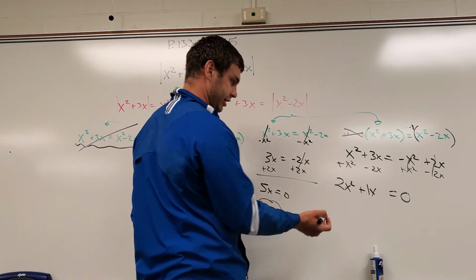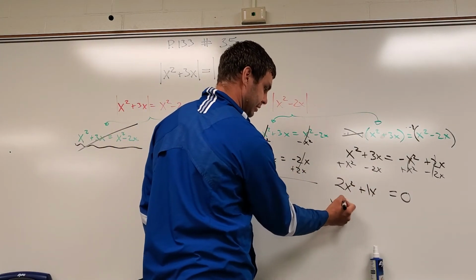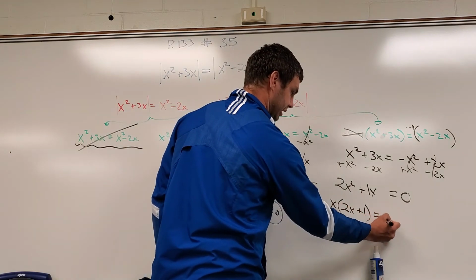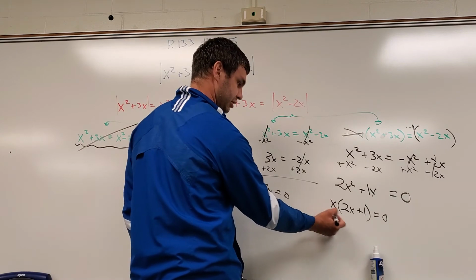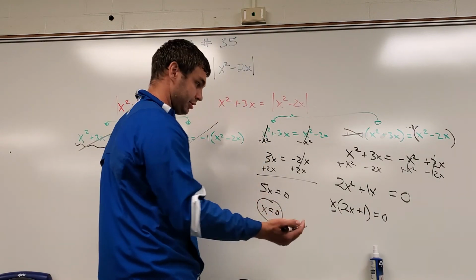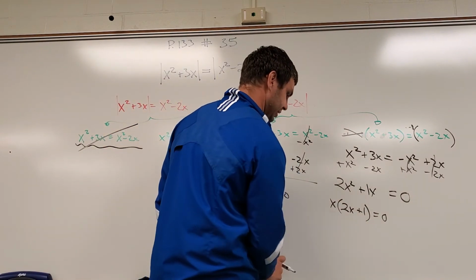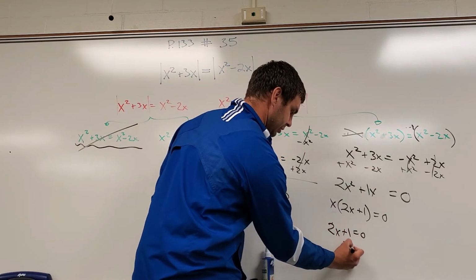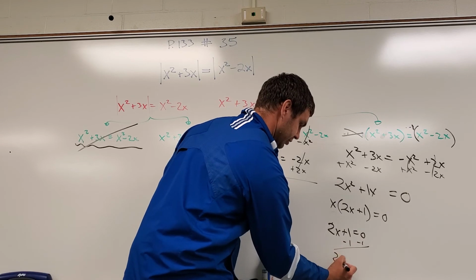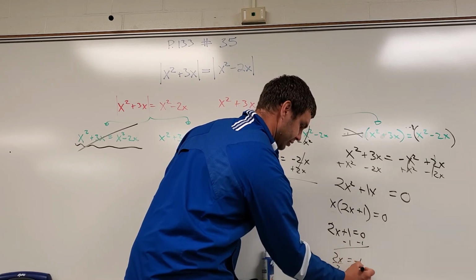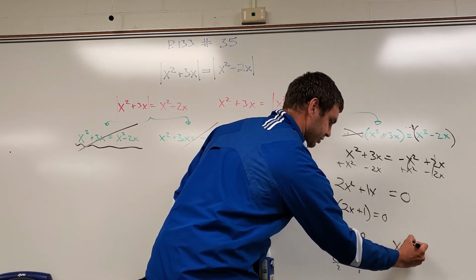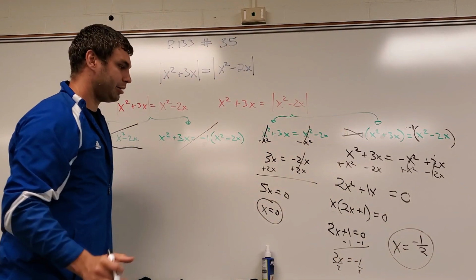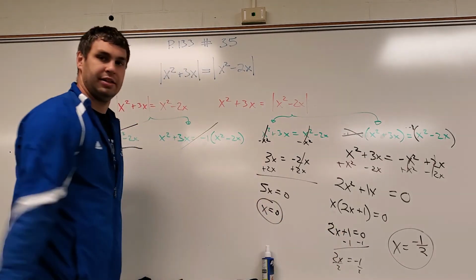Which I can figure out. If I factor out an x, that leaves me with 2x plus 1 equals 0. I already have this first solution, x equals 0 from before, so I don't need to do that again. But in parentheses here, 2x plus 1 equals 0. Subtract 1, 2x equals -1, divide by 2, and x equals -1/2. So two solutions for this kind of messy looking problem are -1/2 and 0.